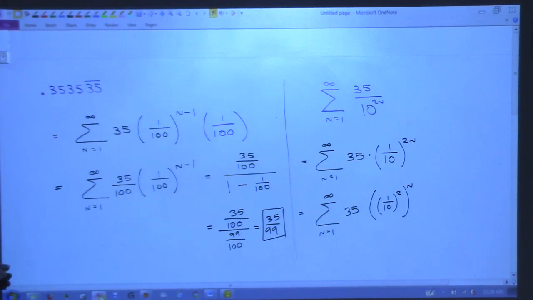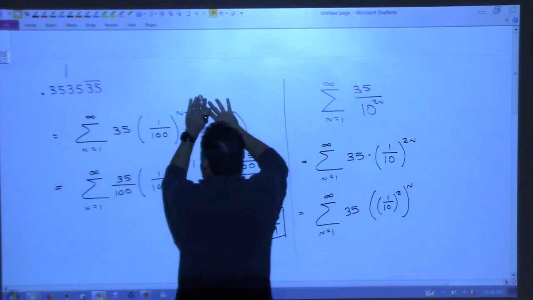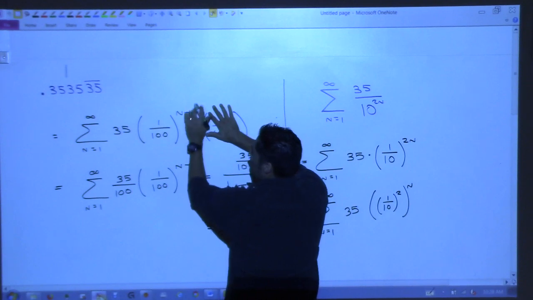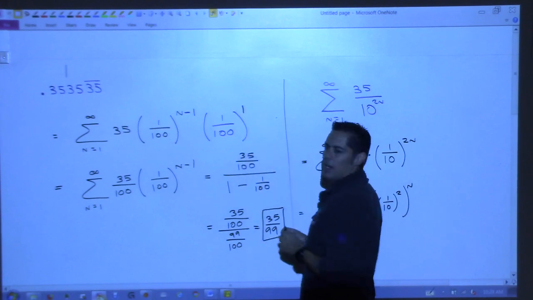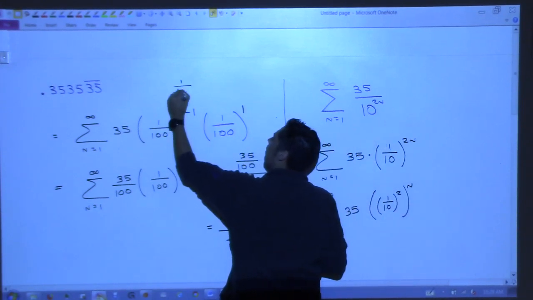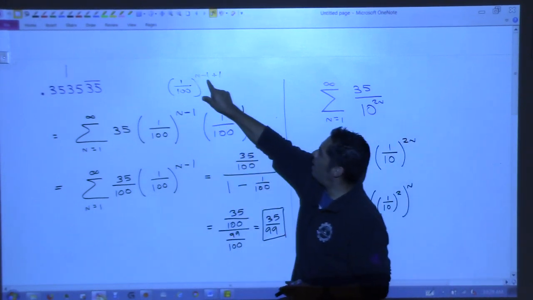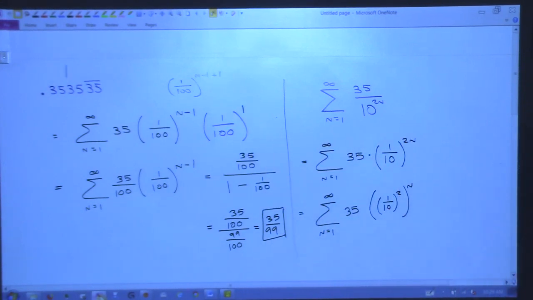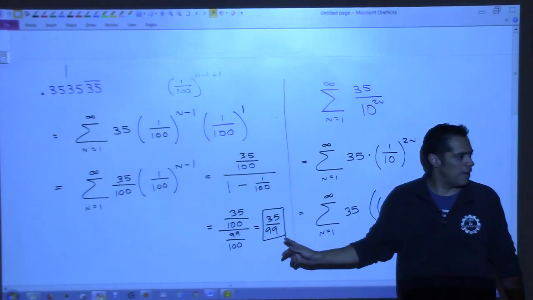Why did you do 1 over 100 in purple? Well, okay, so from this step to this step in the black is just rewriting the 1/10 squared, right? But then to make it geometric, I need that to be a -1. So I did -1 plus 1, but I just peeled this one off already. I already split it, and I did this one here, and that one would be here. Make sense? Okay. So that's it, right? This is the rational number that gives you 0.353535.